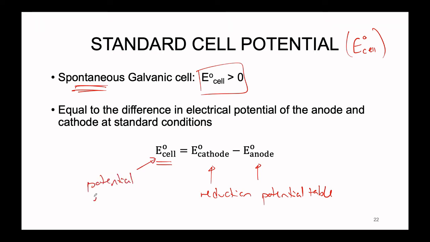Potential energy difference between cathode and anode. All right, so let's get an example of this.